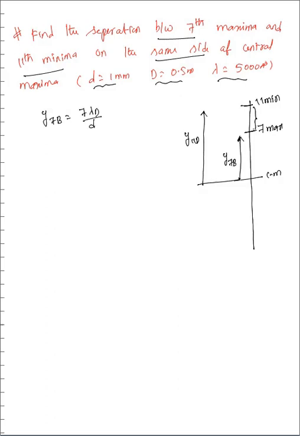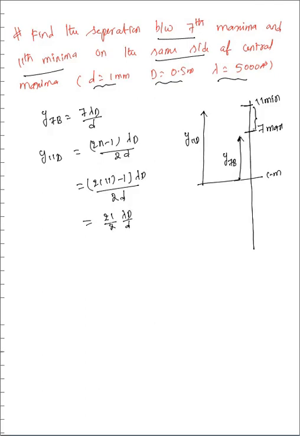Y 11th dark fringe: the dark fringe formula is (2n minus 1) lambda D by 2d. Therefore 2 into 11 minus 1, lambda D divided by 2d. 11 times 2 is 22, 22 minus 1 is 21, so it is 21 by 2 times lambda D by d. Now we need to subtract these two to get the answer.